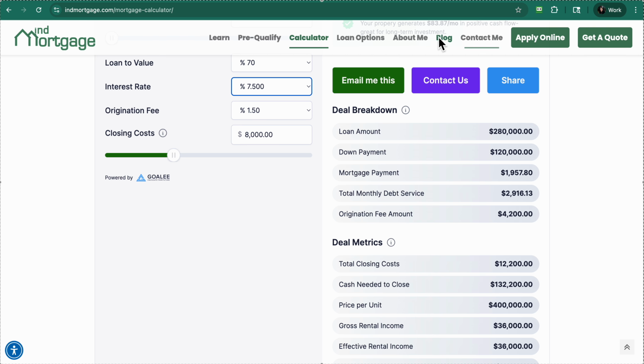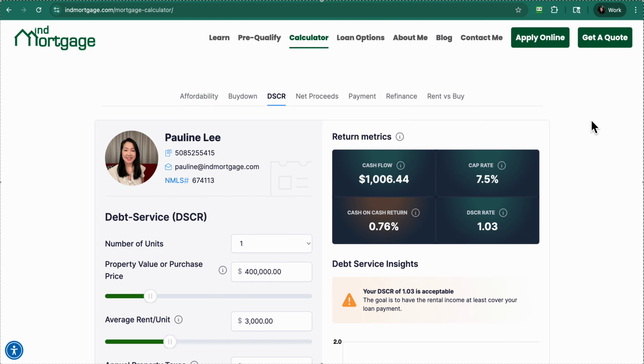If you want more information, connect with me through the links provided. This is the analysis I would go through to determine if the property qualifies.